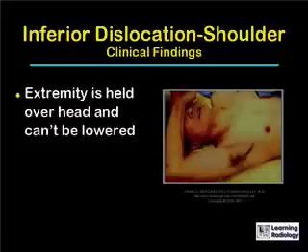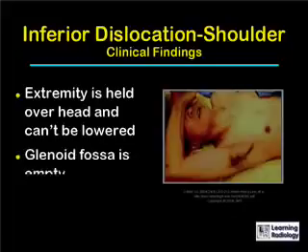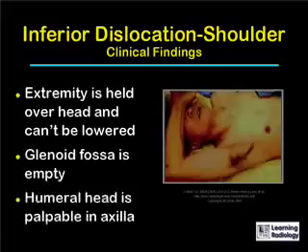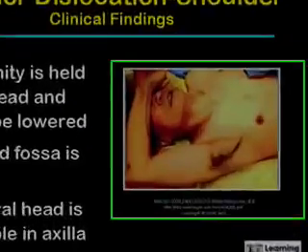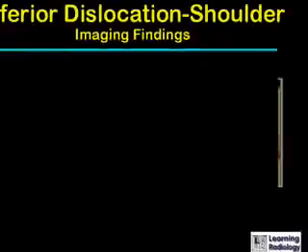The extremity is held over the head and can't be lowered. The glenoid fossa may be empty, and the humeral head can sometimes be palpated in the axilla. This is a photograph of an individual with luxatio erecta, an inferior dislocation, and you'll notice that the arm is up over the patient's head.